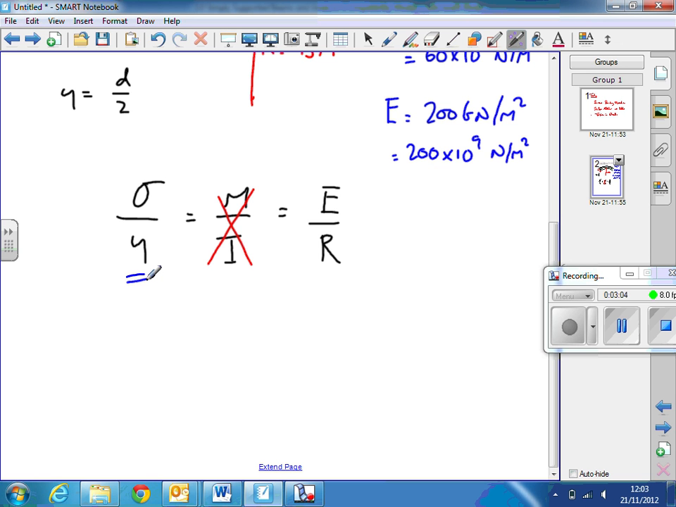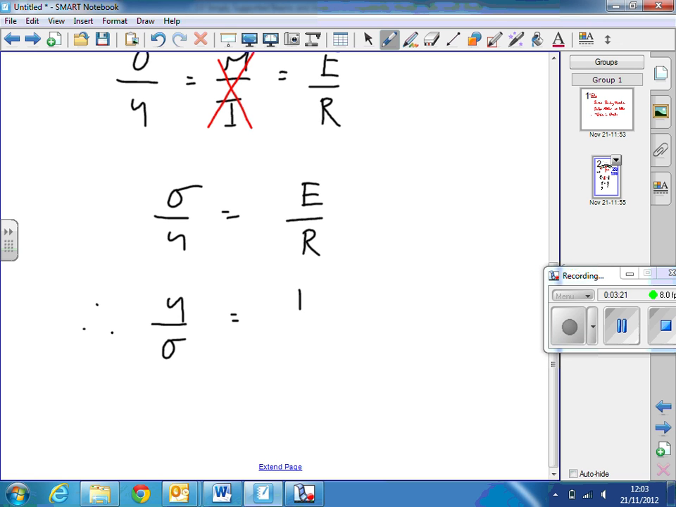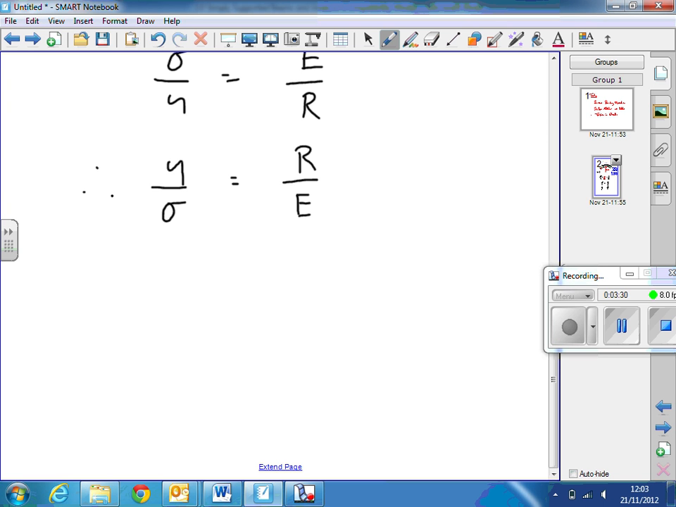Okay? So we rearrange these remaining ratios to enable us to find Y. So sigma over Y equals E over R. So therefore, switching the ratios around, Y over sigma equals R over E. And now we want Y, so we multiply both sides by sigma, the stress, and we get Y equals R over E times the stress. And now all we've got to do is put in the values and we can work out Y, and from that the dimensions of the beam. So I'll leave you to finish that question off.